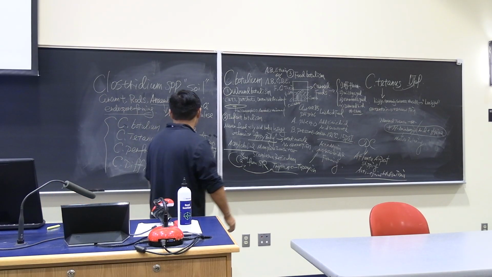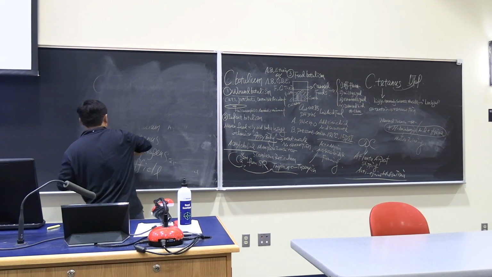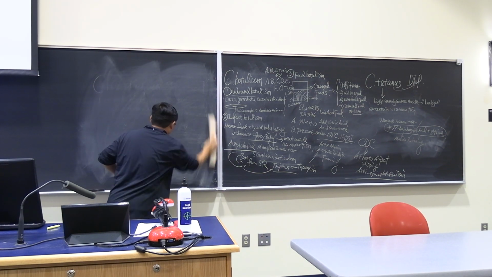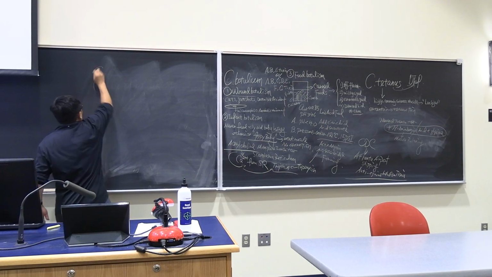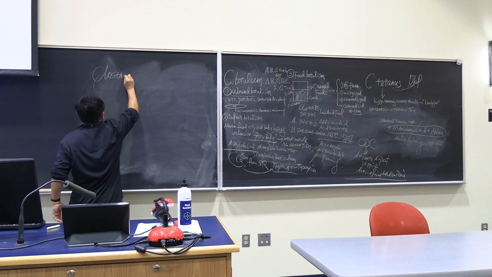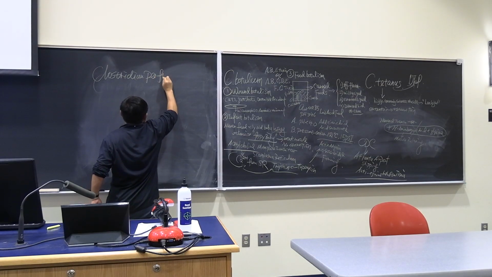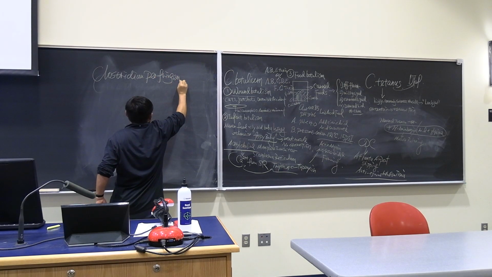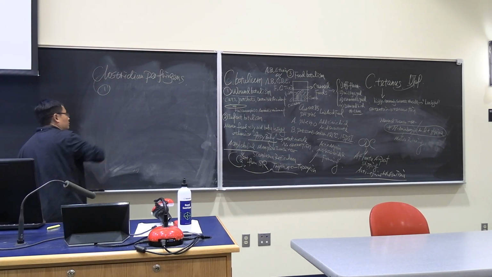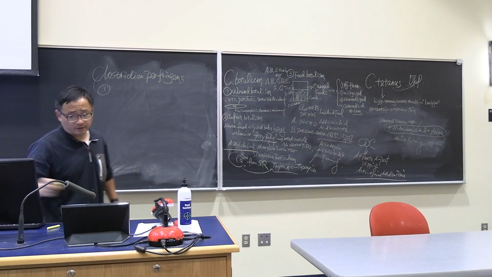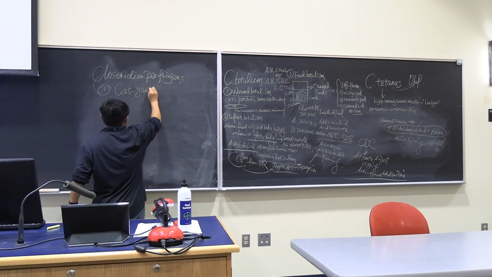Okay, next one. Clostridium perfringens. This guy usually comes from food products also, but the symptoms are pretty obvious, and it is hard to do the treatment. Clostridium perfringens will cause a very typical symptom that looks like that. Gas gangrene.